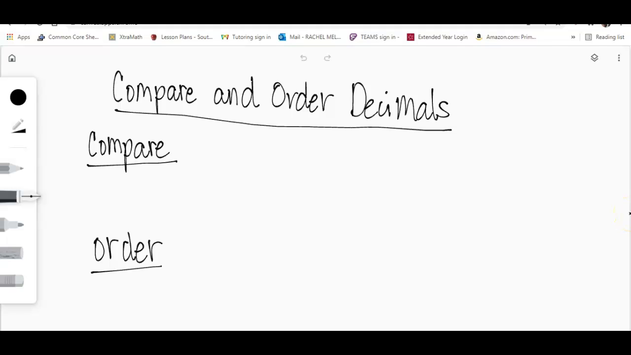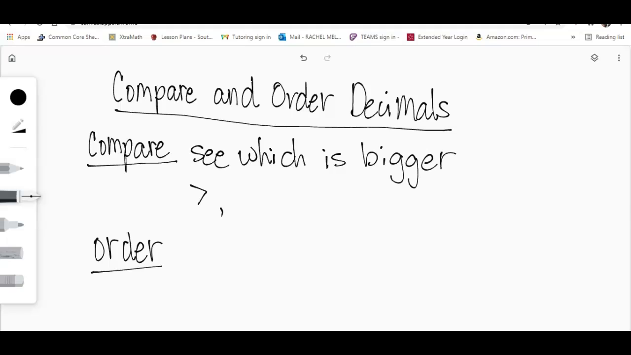So today we are going to review comparing and ordering decimals. First I want to review with you what those words mean. What does it mean to compare numbers? Well, to compare numbers means to see which is bigger. And in order to do that, we use the symbols greater than, less than, or equal. And usually that's just two numbers that we're comparing.